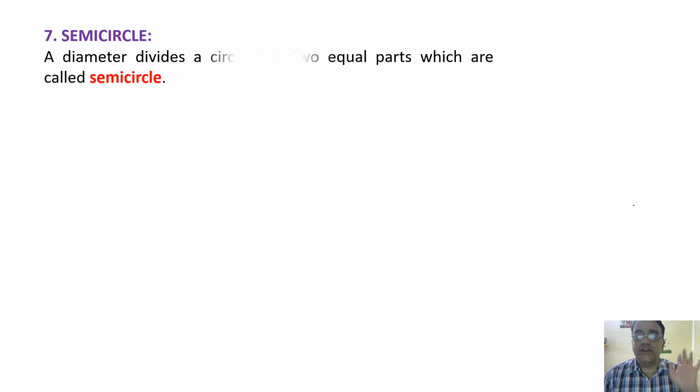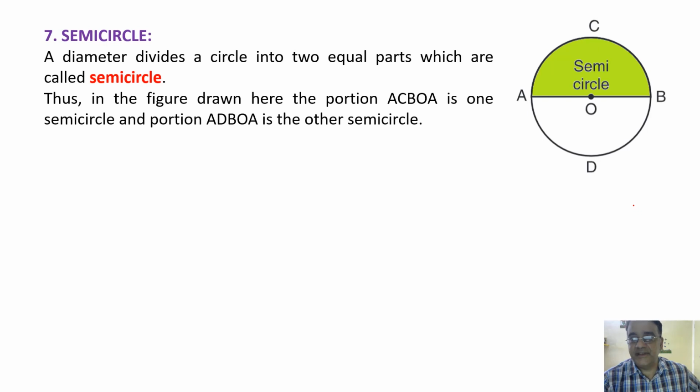We have seen that diameter is a chord which passes through the center. And the diameter divides the circle into two equal parts. Each part is called a semicircle. See this figure. AB is the diameter which divides the circle into two parts. See this yellow part, green part and white part.